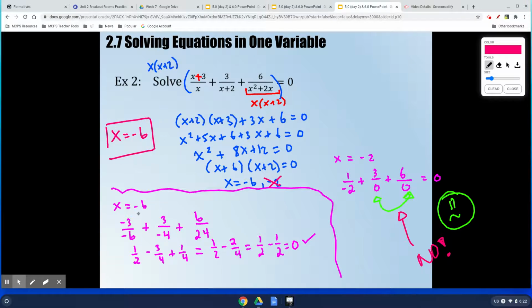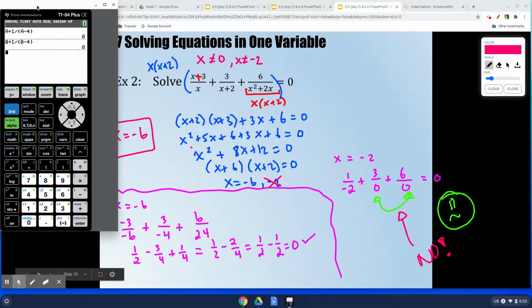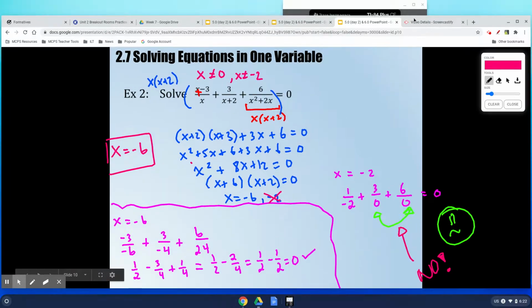Check your solutions. Look at them. I'm not saying necessarily that you need to thoroughly go through it, but think about whether putting it back in has any issues. Maybe I should have started off and immediately said x cannot equal 0 and x cannot equal -2, right? Those are kicked out of my domain. So if I end up with them, they are not solutions. -6 is fine, right? Now I'm going to go into my calculator and look at this. Ooh.